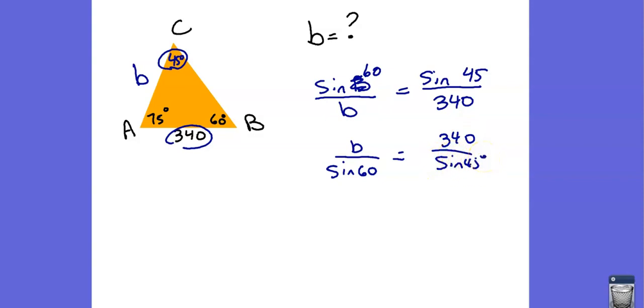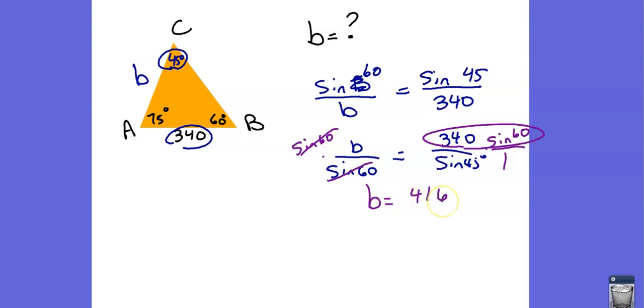To actually solve this, in algebra, whatever you do on one side, you do on the other. So I'm going to multiply by sine of 60, and that's going to cross it out. That way I just have to do this calculation: 340 times sine of 60, and then divide that by sine of 40, and you're going to get approximately 416. If we round to the nearest whole number, side B is 416, and that's all the problem asks us to do, is solve for side B.